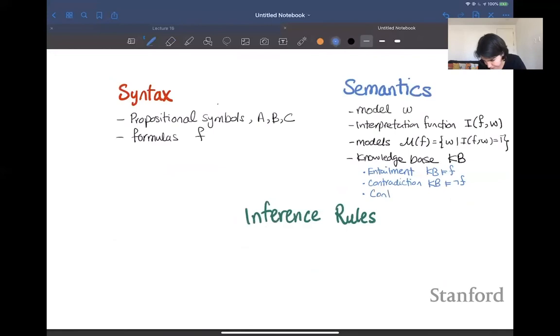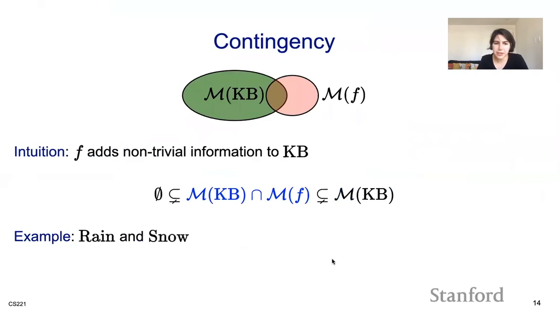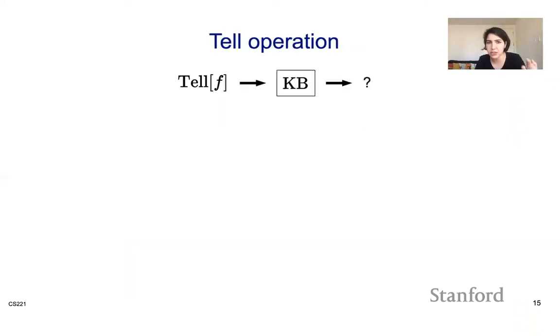Contingency. And contingency is when you have these non-trivial intersections. I'm not going to write it out. All right, let's go back here. Okay, so we have these three possibilities. You give me a new formula, I'm either entailing it or contradicting it, or I have contingency.